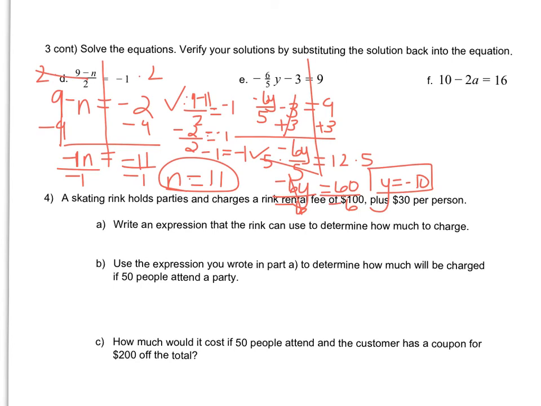And if I check, I'm going to do negative 6 times negative 10 all over 5 minus 3. Does that equal 9? So negative 6 times negative 10 is 60. 60 divided by 5 is 12. 12 minus 3, sure enough, is 9.